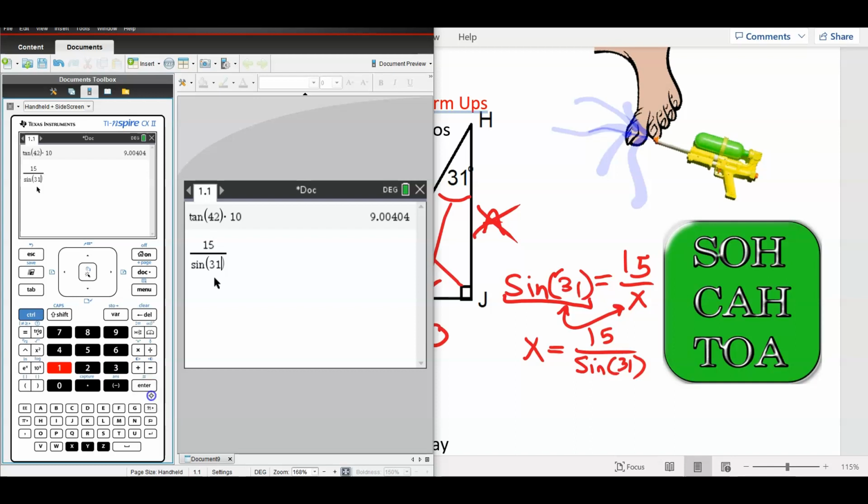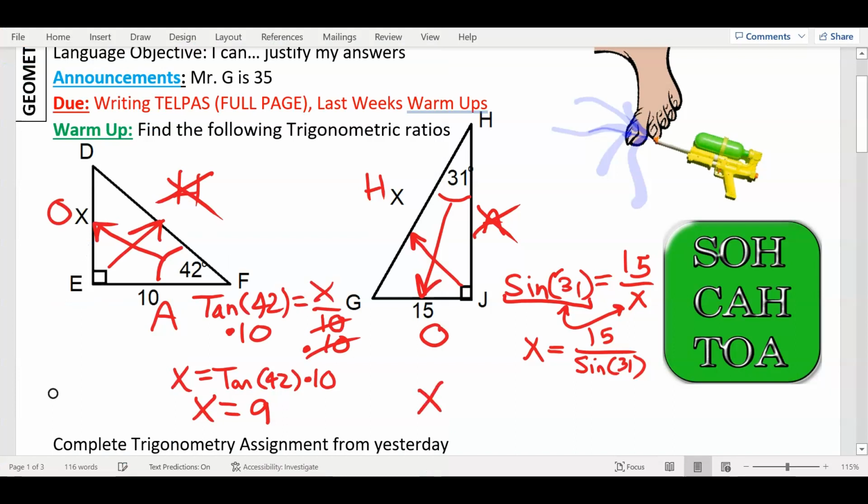I hit enter. And I get 29.124. Does the 4 make it round up or stay the same? Stay the same. So 29.12. And my bad, I didn't have any units of measure on here. But that is it. Okay.